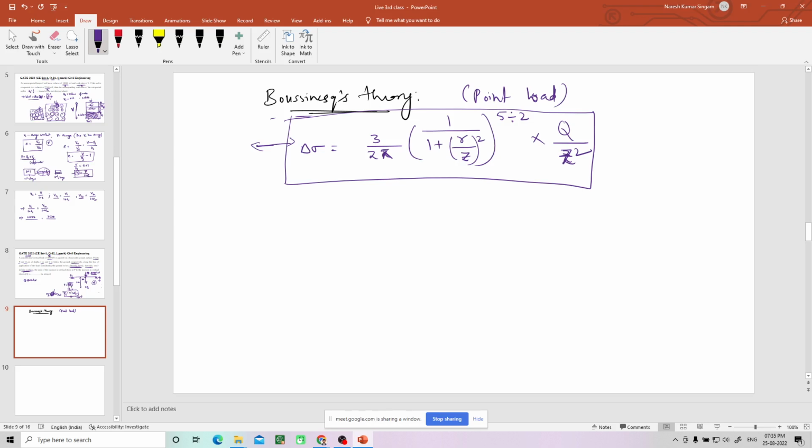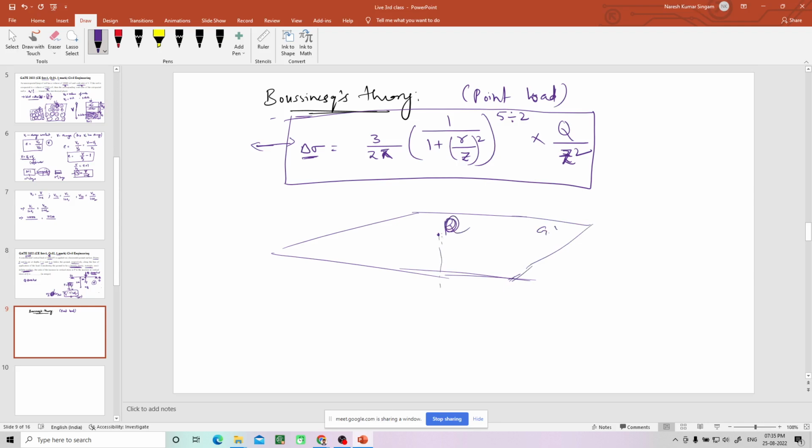See, this is constant, these are all constant. You should know what is r and what is z, what is Q, what is z. Q is the load, point load, which is applied due to which stress will increase. And then what is r? Suppose I'll just draw a 3D. This is ground, let us say. So at this point you are applying some load, let us say Q.